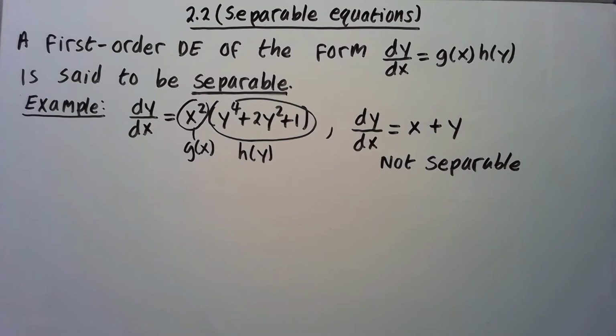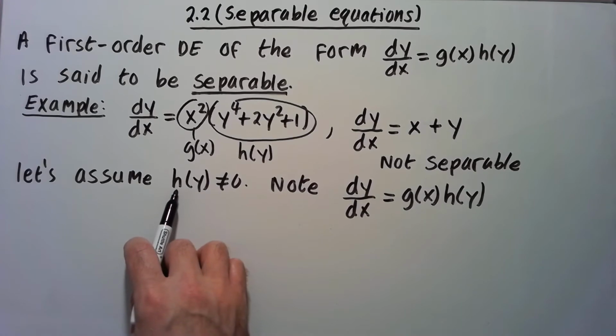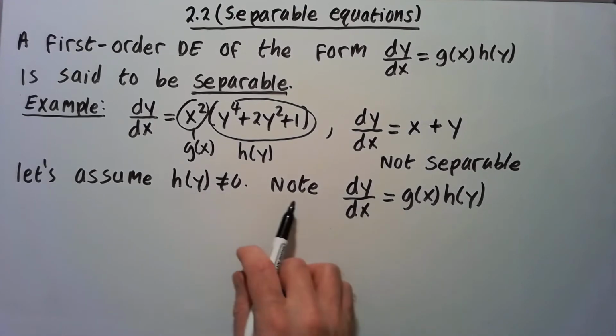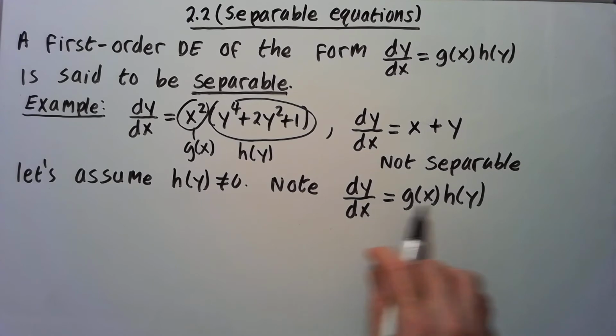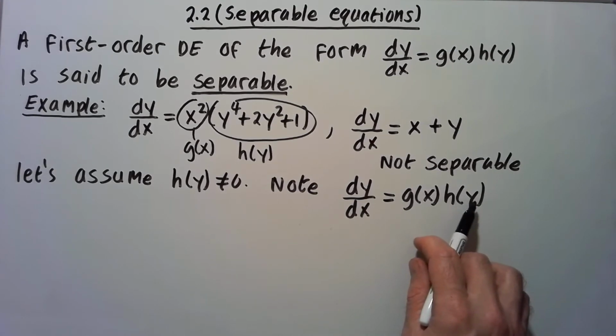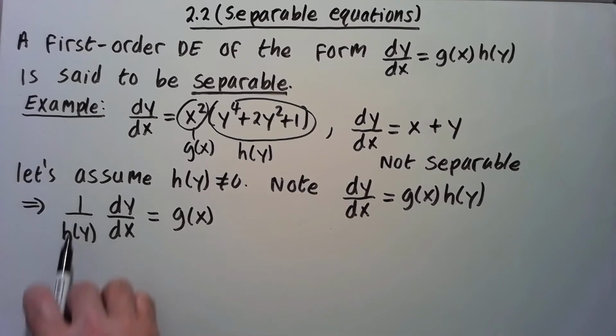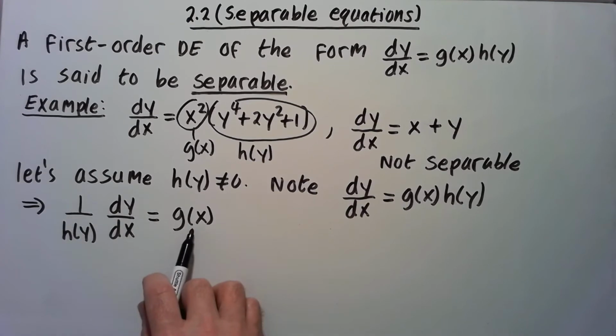So we're going to look at how we can actually solve a separable differential equation. Let's make some observations. We're going to assume that h of y is not 0 for this analysis. So suppose we have a separable differential equation here. Let's divide both sides by h. Doing that we get 1 over h dy/dx equals g of x.